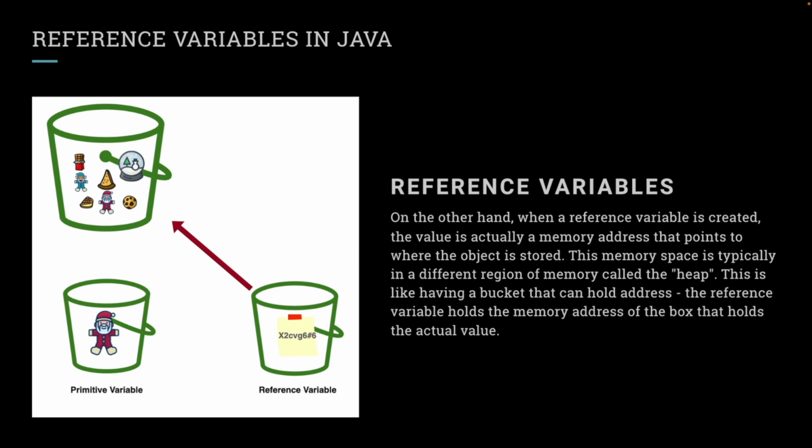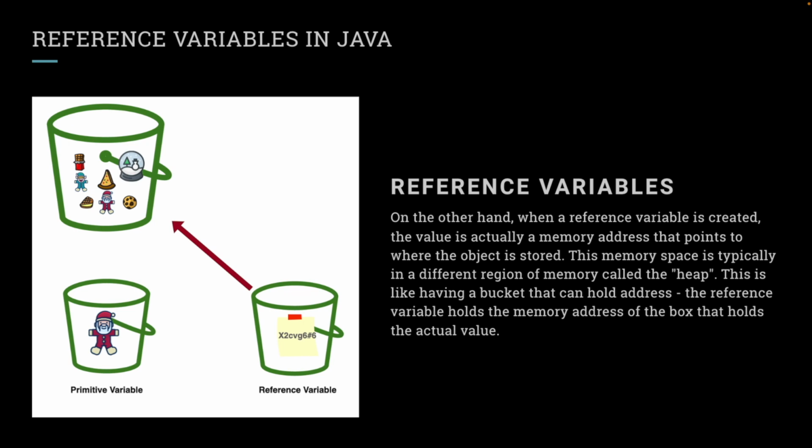On the other hand, when we talk about reference variables, when they're created, the value is actually a memory address that points to where the object is stored. This memory space is typically in a different region of memory called the heap. This is like having a bucket, like I've drawn here, that can hold an address. The reference variable holds the memory address of that box or bucket where the actual value is stored. Okay, so I'm going to explain this.